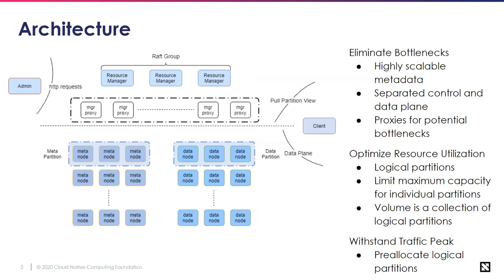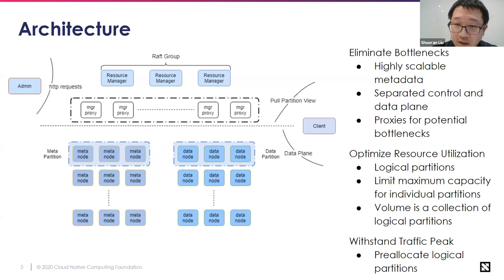Okay. So what's the algorithm or strategy we use to decide where to store those files? Because as you know, Ceph has consistent hashing and such. But what do we have here?